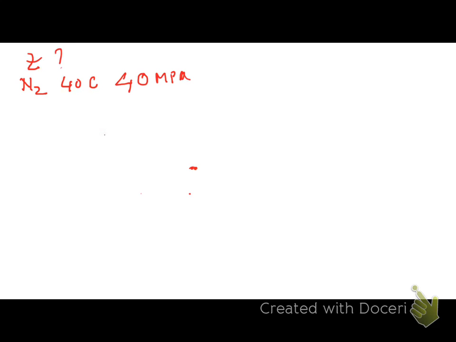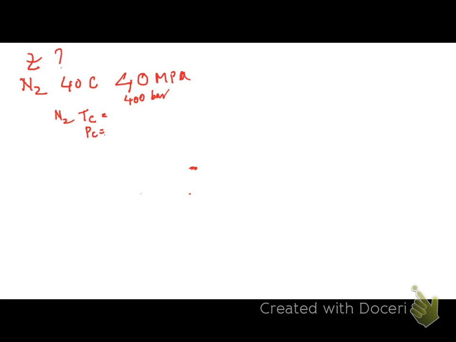(40 MPa), which is 400 bar, roughly. So, how do we do this? Basically, for N2, we have to get the TC and PC. Can anyone tell me where those data are?